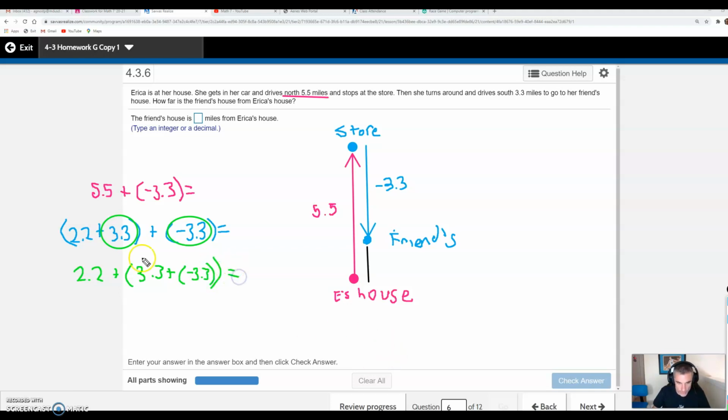And what does that equal? Well, we know that everything inside these parentheses right here is going to equal 0, right? 3.3 plus negative 3.3. This is all just equal to 0. So 2.2 plus 0 is 2.2. So the distance from Erica's house to her friend's house is 2.2 miles.